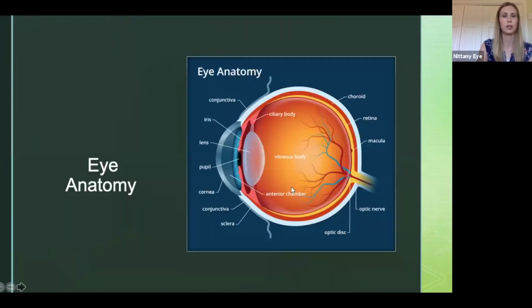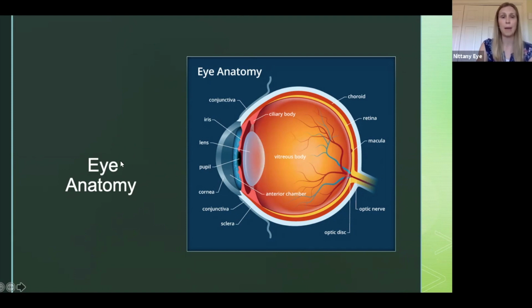So I'm just going to show you a little bit of eye anatomy. This is basically a cross-section of your eye. The part that we're talking about when we're talking about cataracts is this part right here, and this is your intraocular lens, okay? And as you can see in this diagram, it's nice and clear. This is what it would look like in a young, healthy individual.